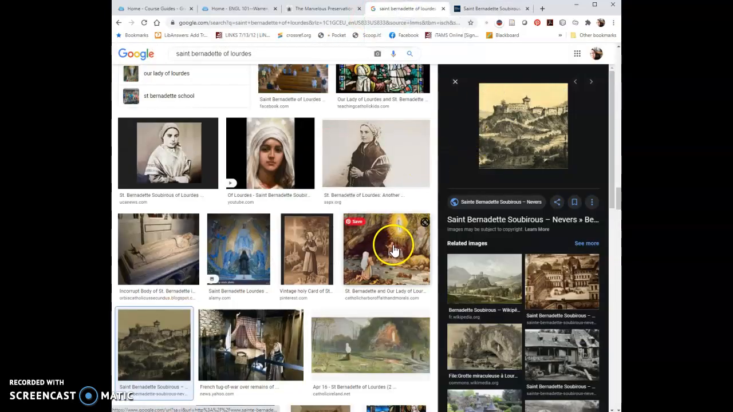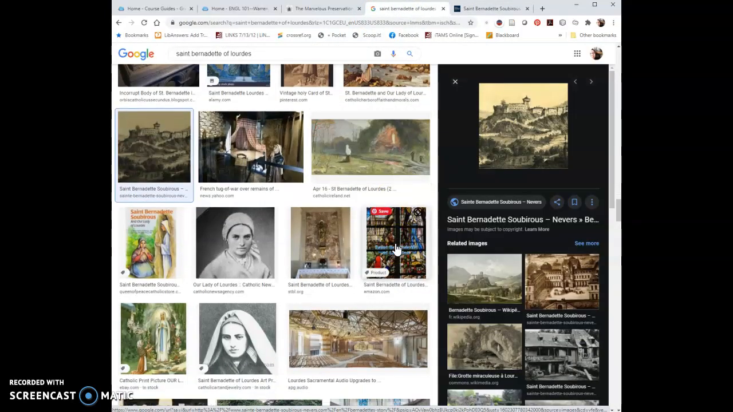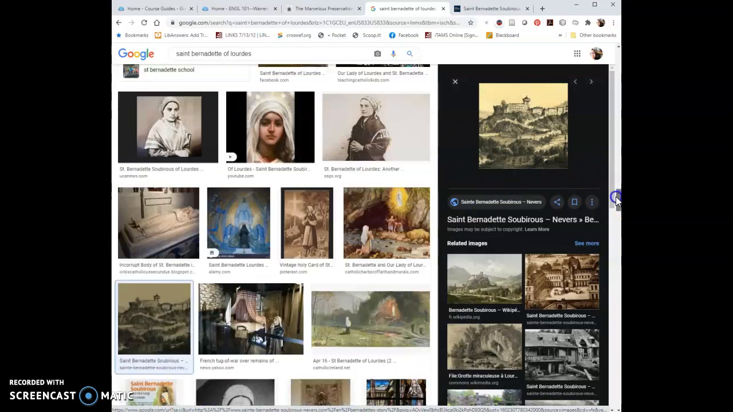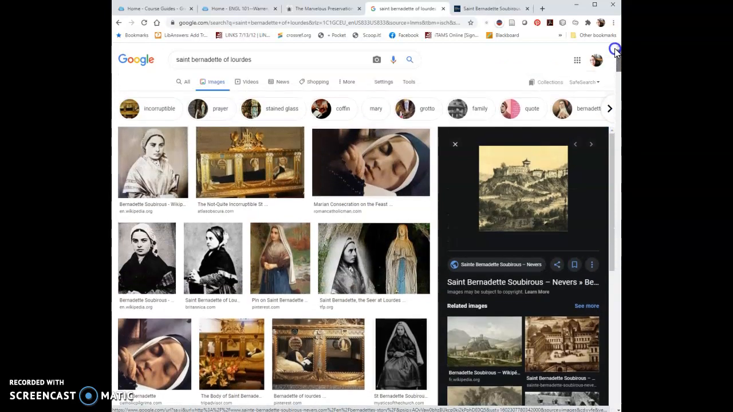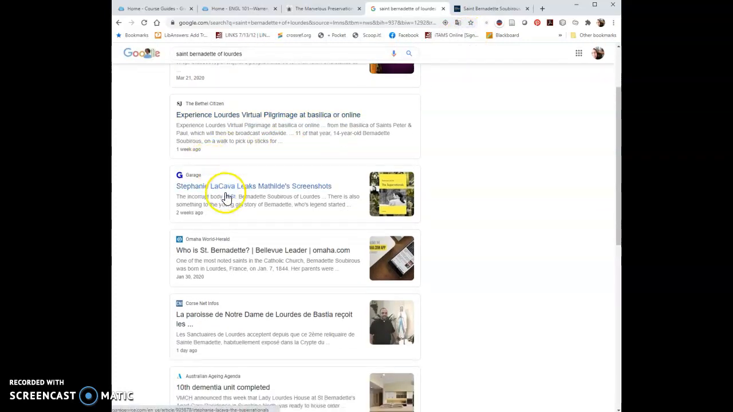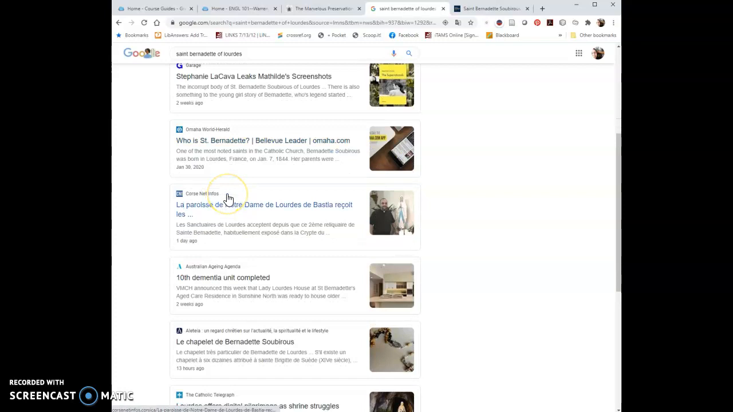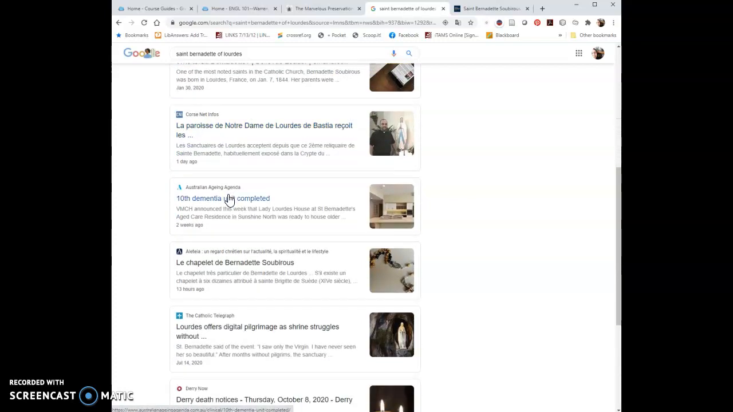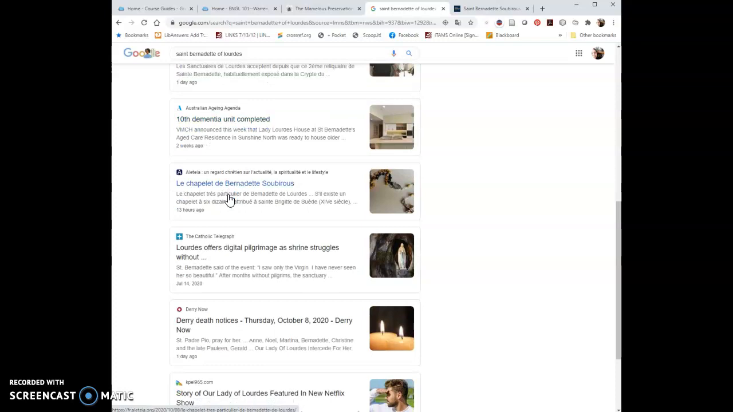So going through Google Images is a way to find information, but also to find images relating to your person or your topic. If we scroll back to the top, you can also notice under the search bar, we have news. You can also search for St. Bernadette of Lourdes as news. And you get these different news sources. Usually these are going to be local or regional. And you can explore and see what kinds of things you find there.